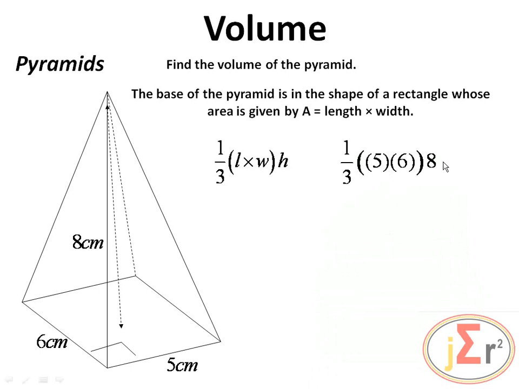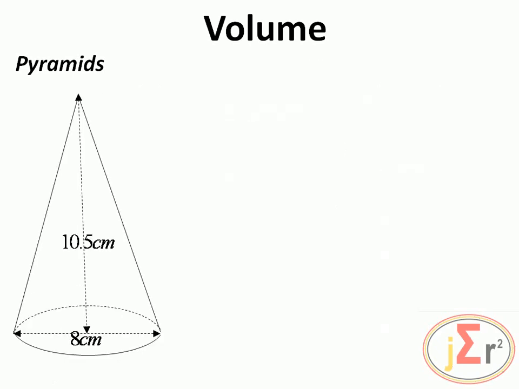And of course we have the height right there, and we are using this 1/3 that is a part of the formula. And of course we write it more conveniently, and then we reduce. So we have V, the volume, is 80 centimeters cubed, or cubic centimeters. So here we have another one.